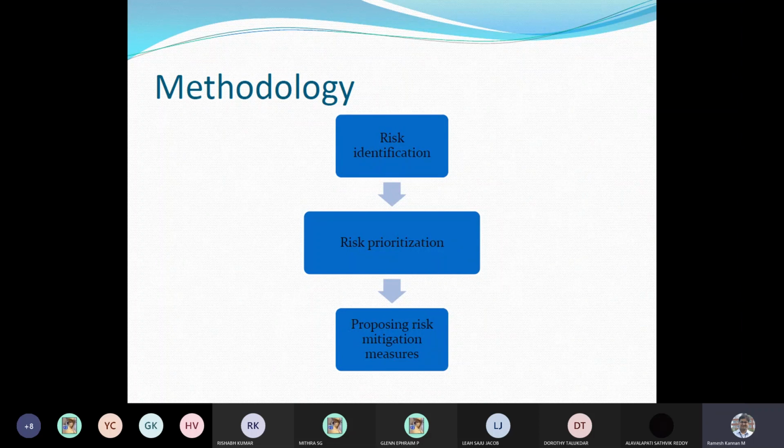Then proposing risk mitigation measures or solutions. First you identify a problem, then you prioritize or categorize the problem, then finally you look into the mitigation or the solution to the risk problems. You cannot always prevent them, but you can provide a remedial measure for that. For example, as I told you, the time taken as the ready mix concrete truck moves from one place to another, if it is longer, then you add a suitable dosage of retarders.